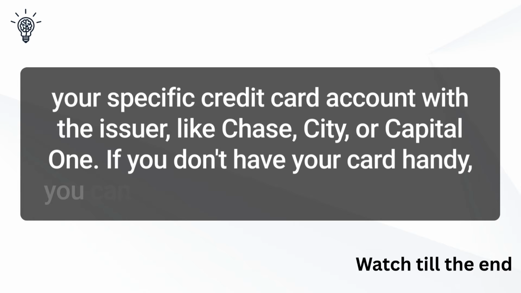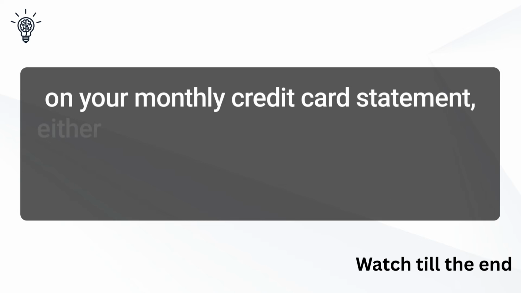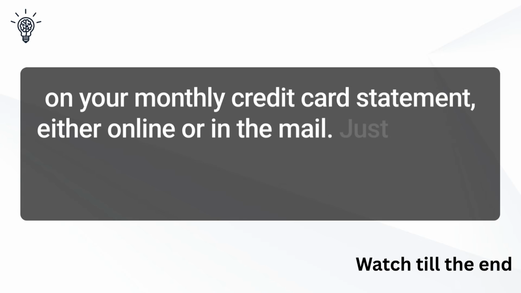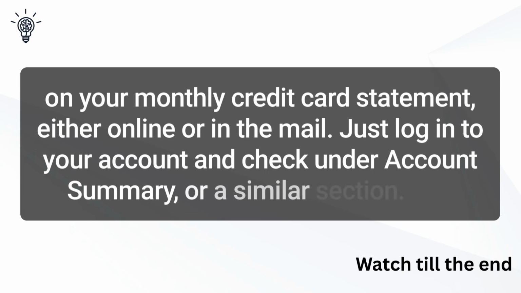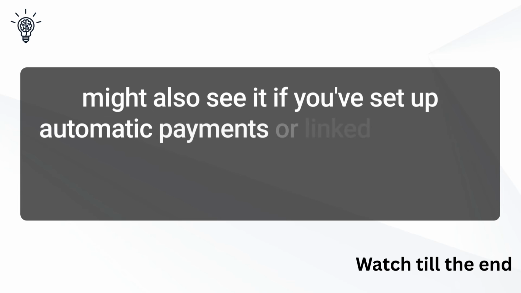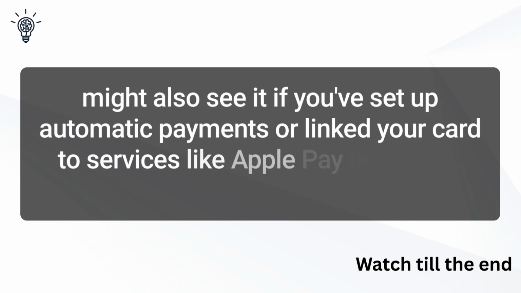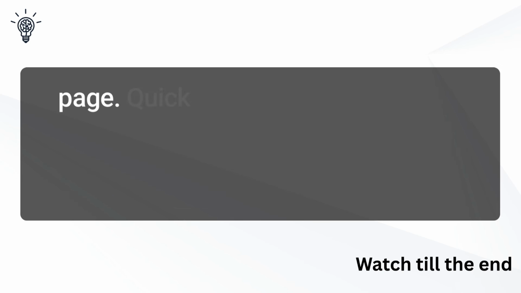If you don't have your card handy, you can also find your account number on your monthly credit card statement, either online or in the mail. Just log into your account and check under Account Summary or a similar section. You might also see it if you've set up automatic payments or linked your card to services like Apple Pay or PayPal. Just be sure you're looking at a secure page.